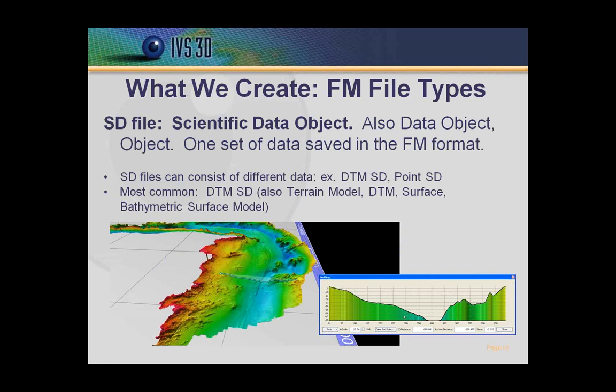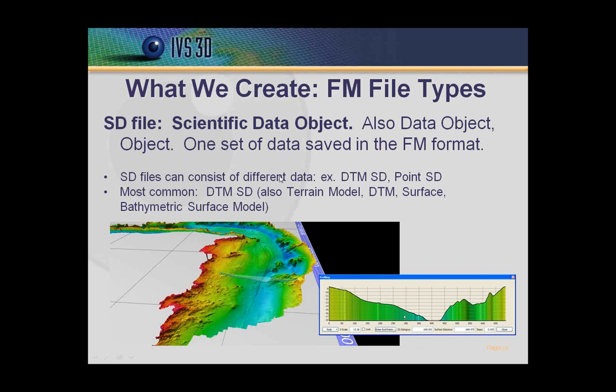Then you move on to what we actually create, and these are the Fledermaus file types that we are going to generate. The first one is the SD file, also called scientific data object. That's what it stands for. We tend to use the terms data object, object, just object for this. It is one set of data. So here is an example of a single SD file that is profiled over in Fledermaus. It's one set of data.